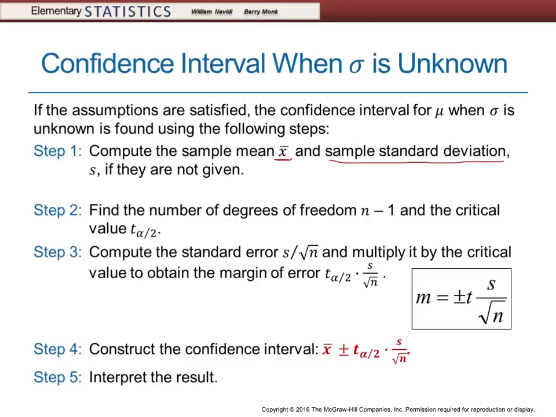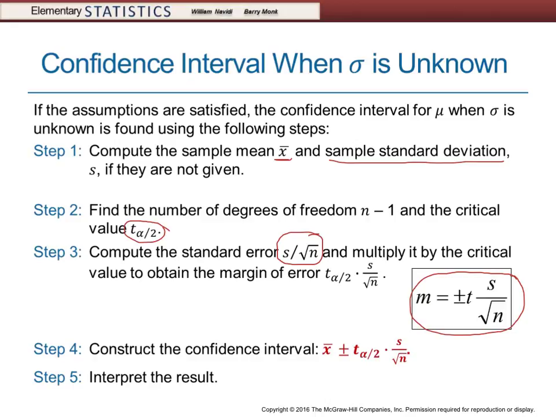Find the number of degrees of freedom, n minus 1, and the critical value from the table, t alpha over 2. Compute the standard error. The standard error is the sample standard deviation divided by the square root of n, and multiply by the critical value to obtain the margin of error. In this case, the margin of error is t times the standard error.